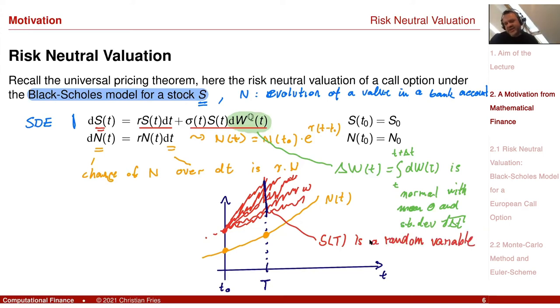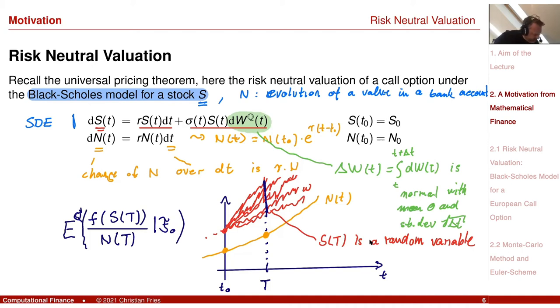And the classic question is, if you have a payment that depends on this future value of the stock, what is its value? And maybe you know the universal pricing theorem, that such a function of a future value of the stock can be valued by taking the expectation under the so-called risk-neutral measure. So that means I have to take the expectation of a function of a random variable. Okay, so that's a classical result, and you also have to multiply with n of t zero. Yeah, so just take this result as a black box.